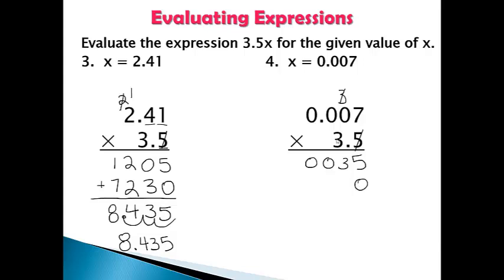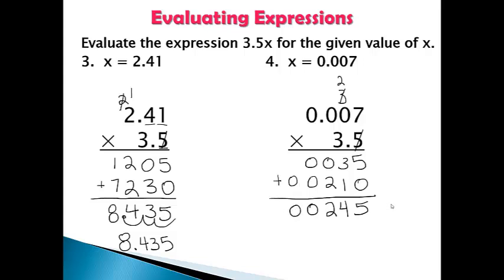Now we'll multiply this 3. 3 times 7 is 21. We're going to carry our 2. 3 times 0 is 0, plus 2 is 2. 3 times 0 is 0, and 3 times 0 is 0. Now we need to add up our rows. 5 plus 0 is 5. 3 plus 1 is 4. 0 plus 2 is 2. 0 plus 0 is 0. And then we have nothing here, plus the 0 is 0.